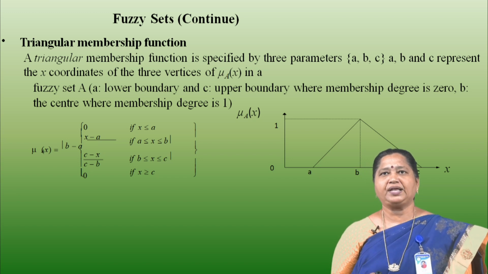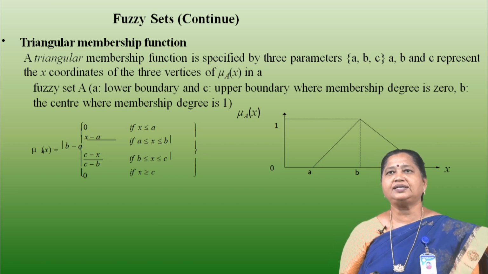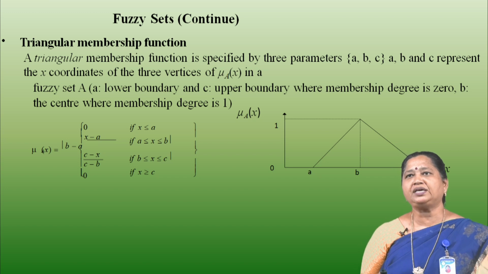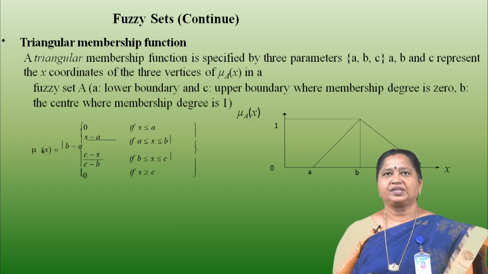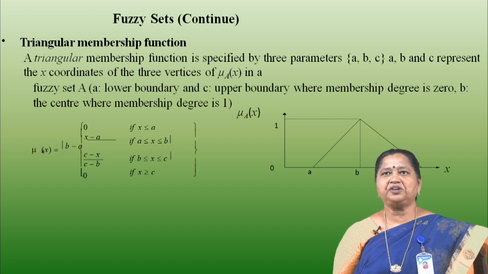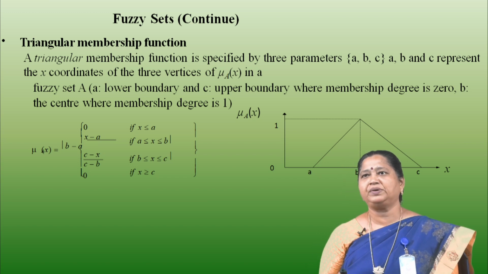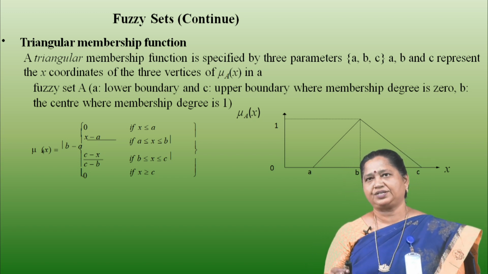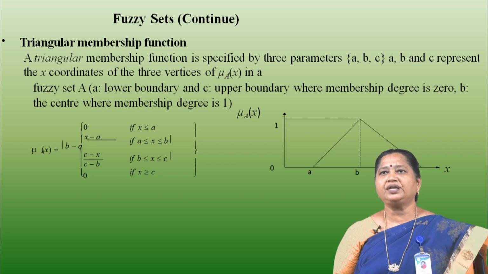In the fuzzy set capital A, a is the lower boundary and c is the upper boundary where the membership degree is 0, and b is the center where the membership degree is 1. Mu A of x equals 0 if x is less than or equal to a. In the figure, the membership function is noted a, b, c, taking the triangular shape, so it is called a triangular membership function. 0 and 1 is the fuzzy interval.